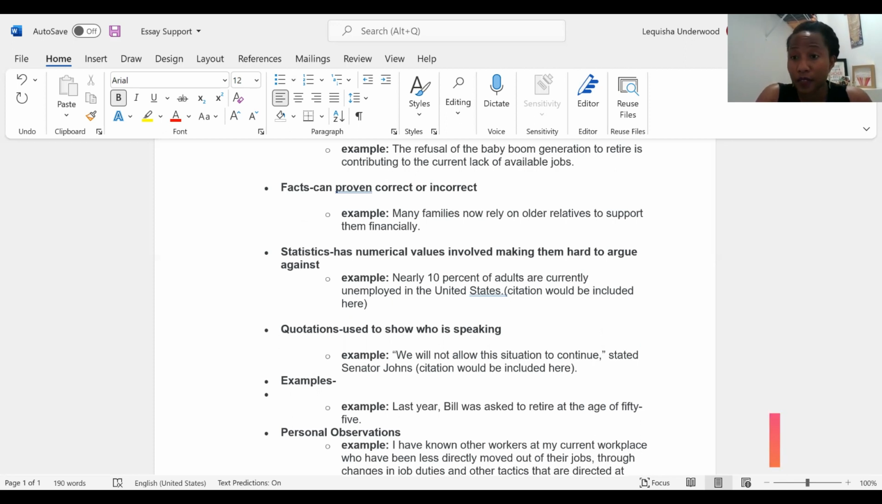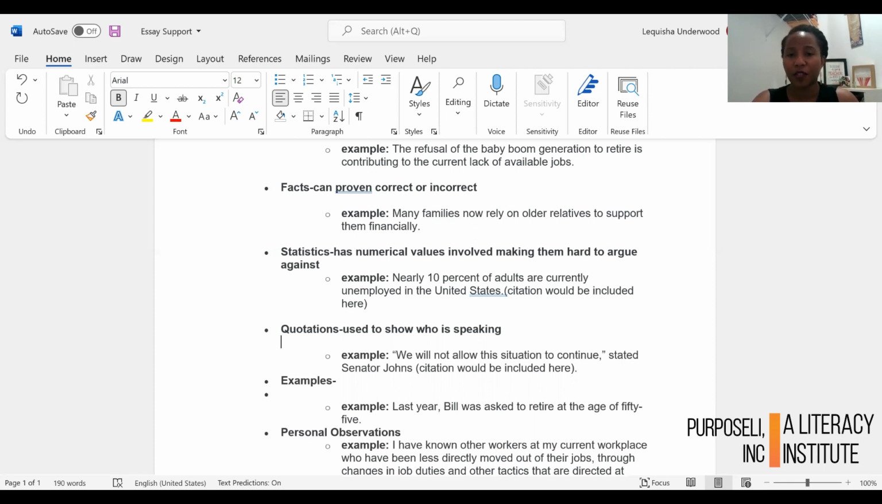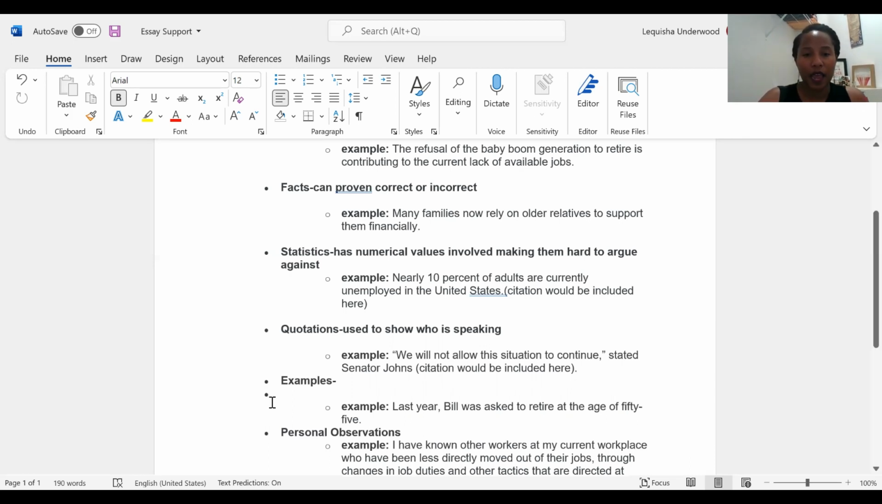They are used to cite from someone else. Maybe you heard about it before from someone else, or you read about it from somewhere else. That's a type of quotation which requires citation so that you're not stealing someone else's words or a copyright sort of issue. The example I have here: "We will not allow this situation to continue," stated Senator Johns. So someone heard Senator Johns say that. Now they're repeating what he said, and they're putting it in quotes so that you know that this was Senator Johns' statement. All right. Now, the next item that could be used as support are examples.